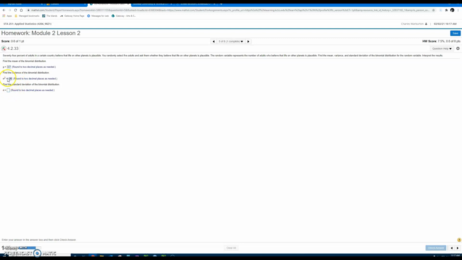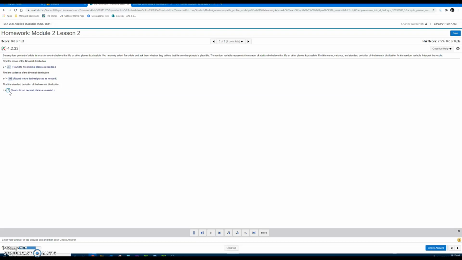The standard deviation is the square root of the variance. So I'll take the square root of 0.962, and that gives me 0.980, so 0.98.